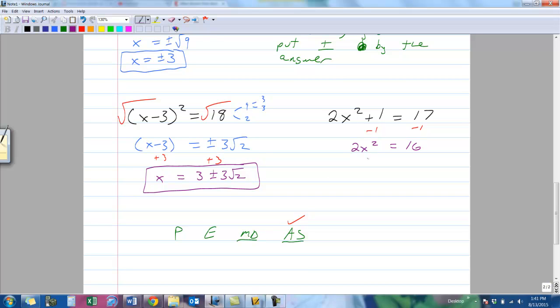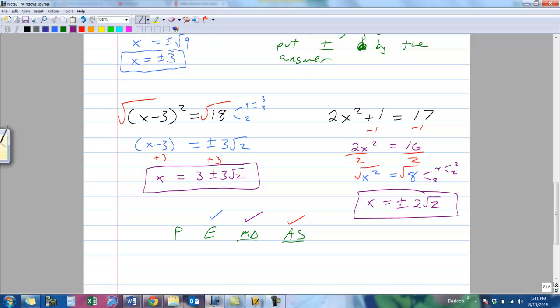Is there any multiplication or division to get rid of? Yeah, we got to get rid of that 2. Check. We're going to divide by 2 on both sides. And now we're left with x squared is equal to 16 divided by 2 is 8. So the next thing we need to check is exponents. Is there an exponent here? Sure enough. Square root is the enemy of squared, or the inverse operation. You're left with x equals plus or minus, then figure out what root 8 is. 8 breaks down to 4 and 2, 2 and 2, plus or minus 2 root 2. So our answer would be plus or minus 2 root 2.